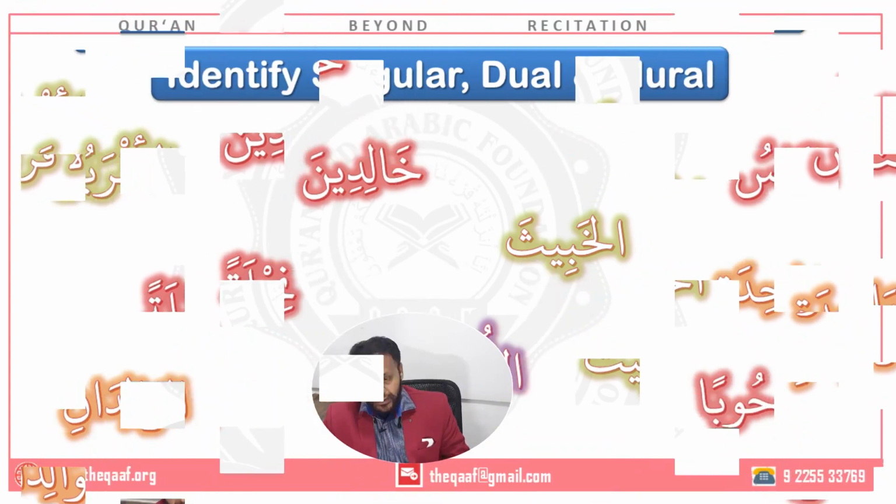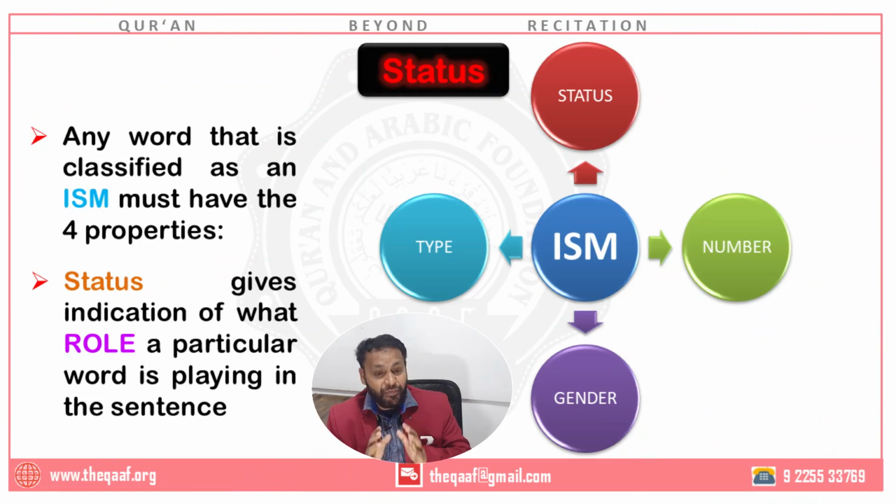Okay, status. From the last three or four sessions, the only thing that we have been studying mostly is the status part of it. Now, every ism, every noun in the Arabic language has four properties. This is very important. Every time you come across a noun, an ism, in the Arabic language, you should always worry about it.